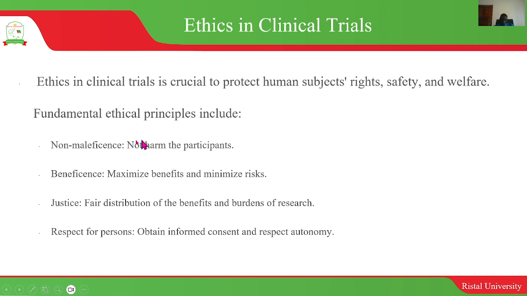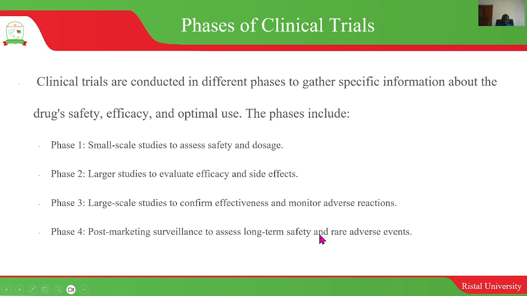Fundamental ethical principles include non-malfeasance. This one means do not harm. Okay, non-malfeasance, do no harm to the patients or the participants who are in this randomized control trial. Beneficence is that we shall maximize benefits and minimize the risk. There's justice, fair distribution of the benefits and burden of the research, and also dignity. We have to treat these people with dignity, respect for a person's dignity. So obtain informed consent and respect autonomy.